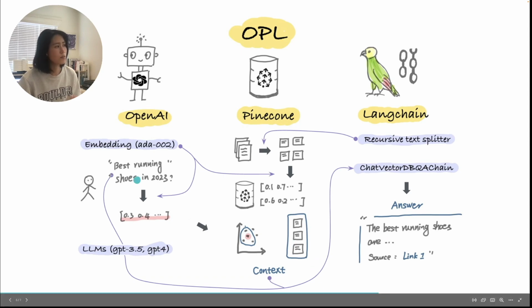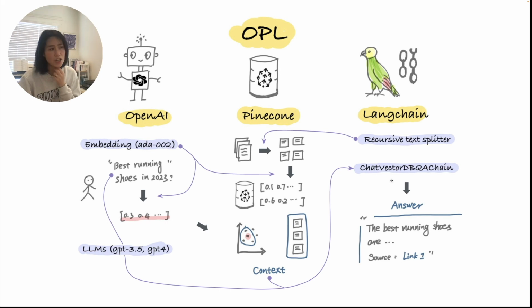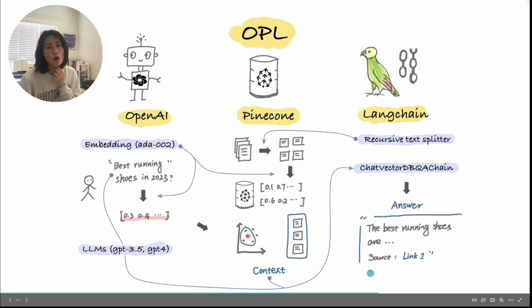And together with this user query, we will send it to the large language model through the chat vector DBQA chain, and then we will get a response. And we can also retrieve the source.